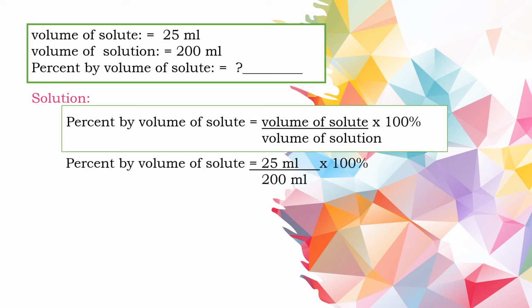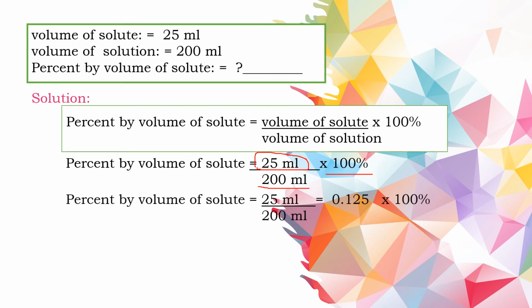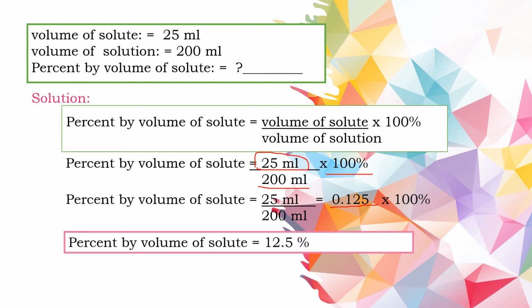Okay, so substitution of the given value, so yung volume of solute po is 25 ml. And given na po yung solution, is 200 ml times 100%. So what is then the answer? Okay, so 25 divided by 200 ml, that is 0.125 times 100. So our answer is, the percent by volume of solute is 12.5%.